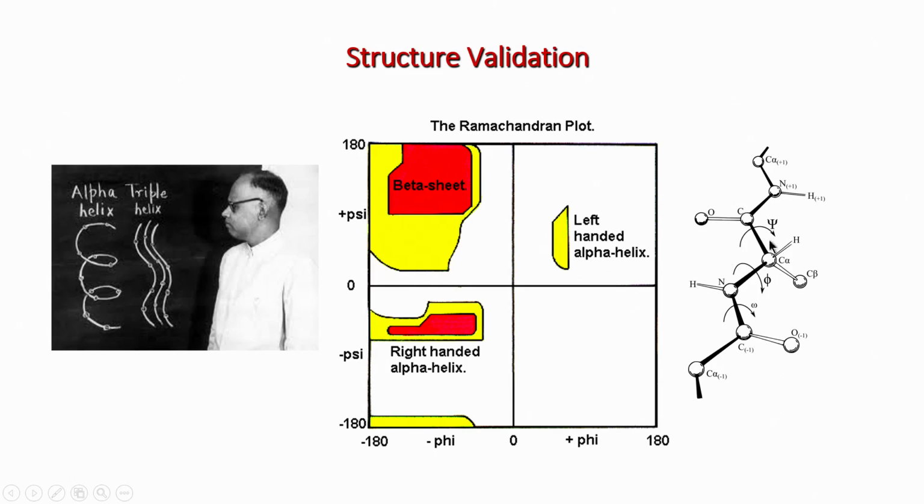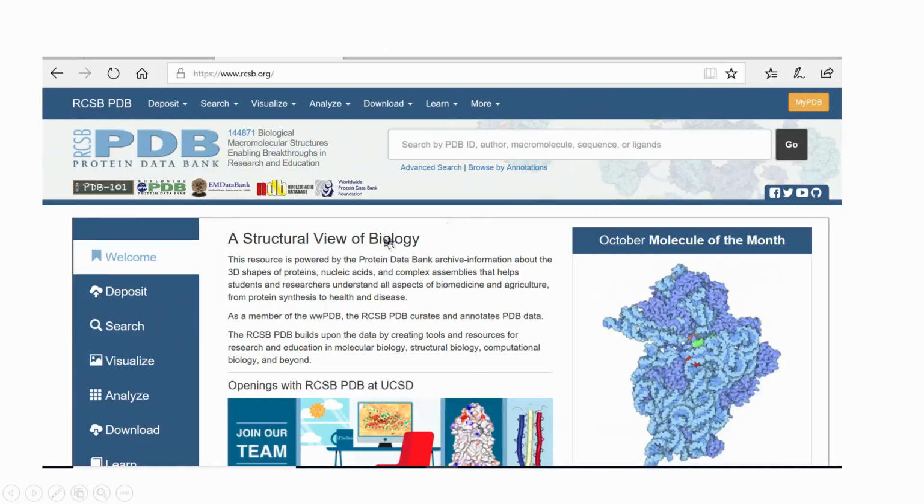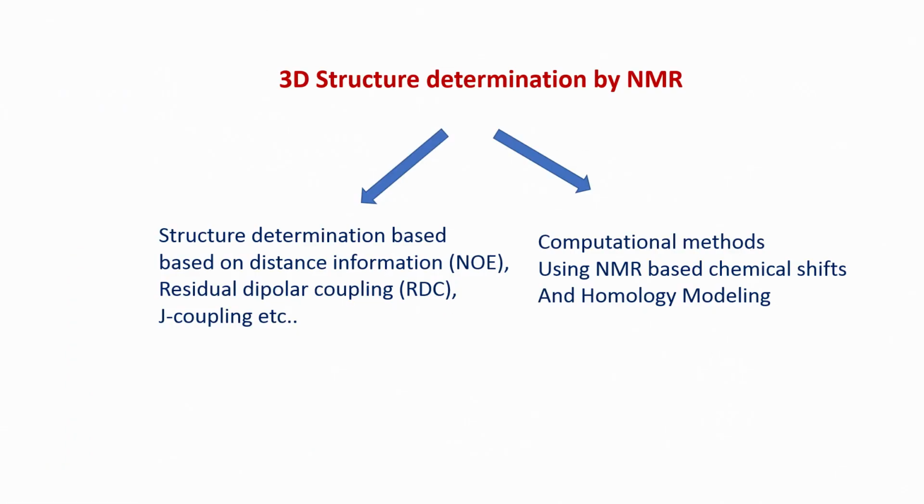For example, if you claim it is a beta sheet, but the phi and psi of your beta sheet are coming somewhere outside this, then it is getting violated. Those are the checks which are carried out. These are all carried out by software available in the database, the database which I mentioned earlier. In this database all the structures are deposited, and the checks are carried out here itself before you deposit and before it is released to the public. This brings us to the end of the structure determination by NOE, or by distance information.